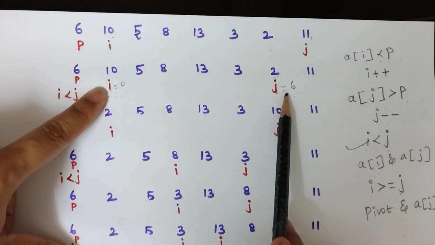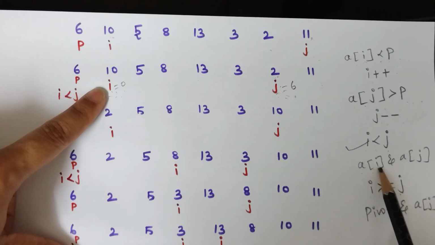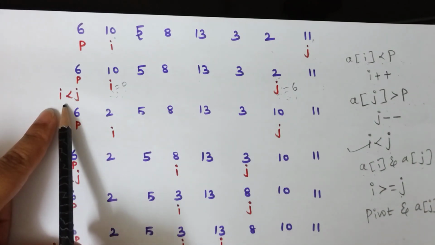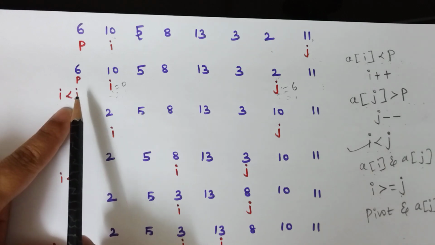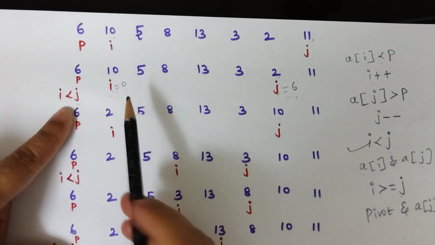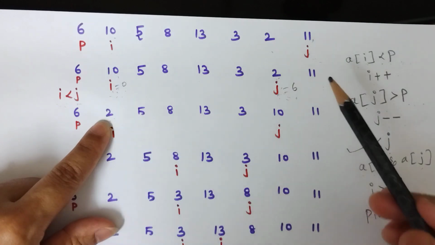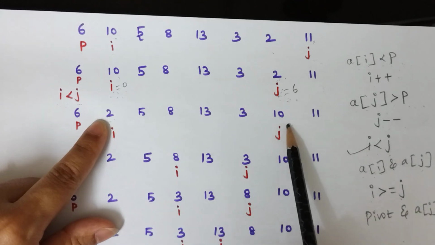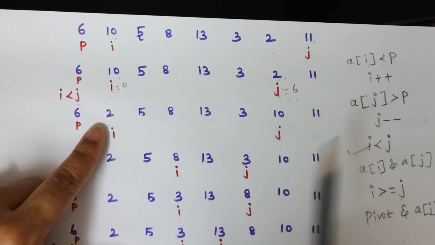If this condition is satisfied, what do you need to perform? You need to perform a swap on the element present at the ith position and the element present at the jth position. So I is less than j. In that case, what I have done, you can see the element present at the ith position and the element present at the jth position gets swapped. So 2 and 10 get swapped here. Right? So this is the next step.